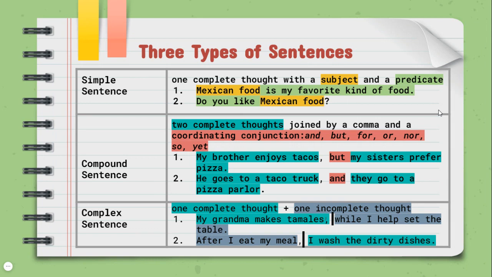In sentence 2, do you like Mexican food? The predicate comes first. Do you like? It contains the verb like. Mexican food is the subject.